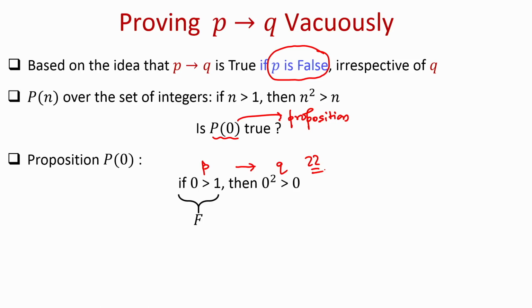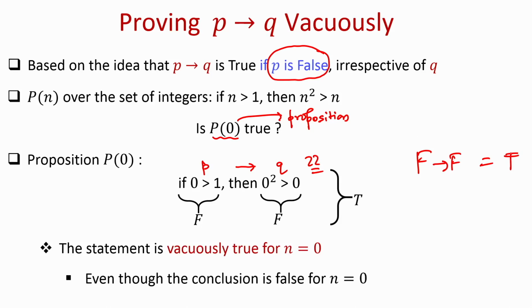Now, if you check the P part, it is a false proposition, because 0 is not greater than 1. Then it does not matter what Q is, whether it is true or false. In fact, in this case Q is false, but the overall implication is true, because false implies false is defined to be true. That is the truth value of implication. That means I can say that the statement P of 0 is vacuously true, because the premise is false and it does not matter what the conclusion is. Even though the conclusion is false, the overall implication is a true statement here. So, here I am using a vacuous proof method.